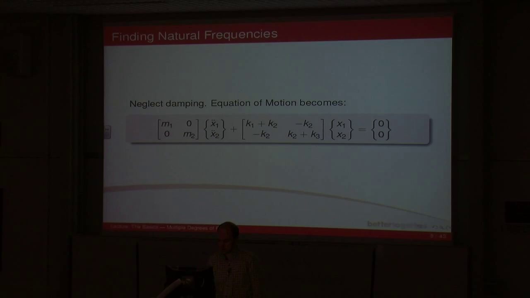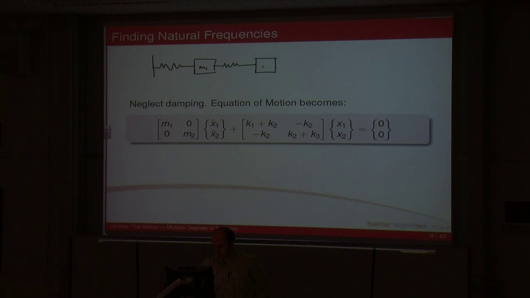And so if we look at this situation, so we had our system, let's draw the system up here. This is without damping. Okay, so that's mass 1. Mass 2. Okay, and there's ground. K1, K2, and K3.